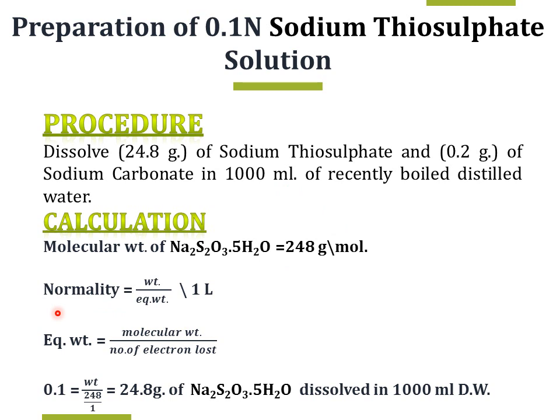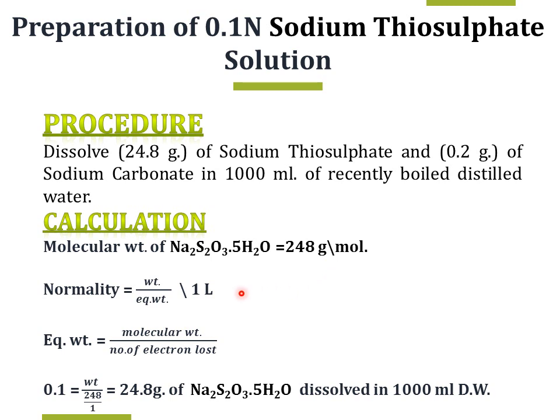Calculation: molecular weight of sodium thiosulfate anhydrous equal to 158 gram per mole. While the sodium thiosulfate used in this experiment is a pentahydrated sodium thiosulfate pentahydrate with 5 molecules of H2O. The molecular weight of sodium thiosulfate pentahydrate equal to 248 gram per mole.